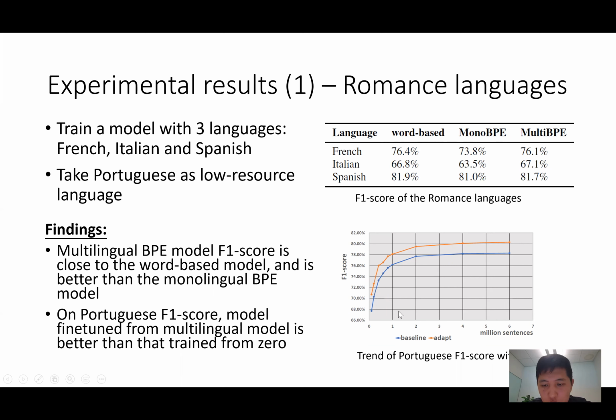The graph shows the trend of Portuguese F1 score with the data size. Baseline is the model trained from scratch, and the adapted model is fine-tuned from the multilingual model. We can clearly see that the F1 score improves along with the increase of data size, and the fine-tuned model is better than the one trained from scratch. The gap is around 2%.